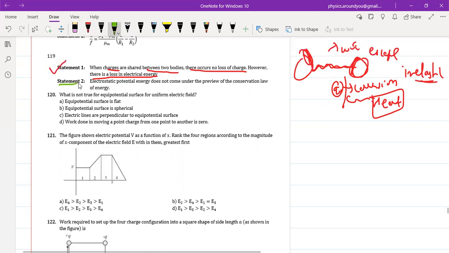What about statement 2? Electrostatic potential energy does not come under the purview of the conservation law of energy. Well, it is nonsense. Any form of energy comes under the purview. It is not preview, it is purview.